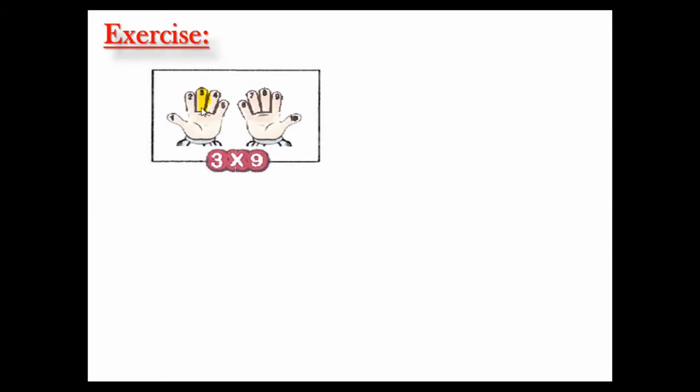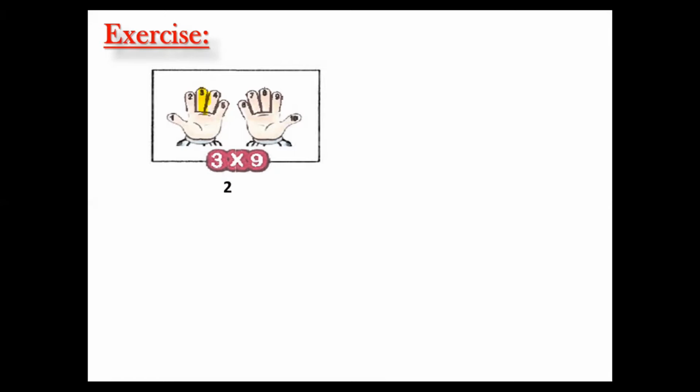To get the product of 3 by 9, we count all fingers before the 3rd finger, starting from the left hand. How many fingers are there before the 3rd finger? We have here 1, 2. So we write number 2 in the tens digit in the product.